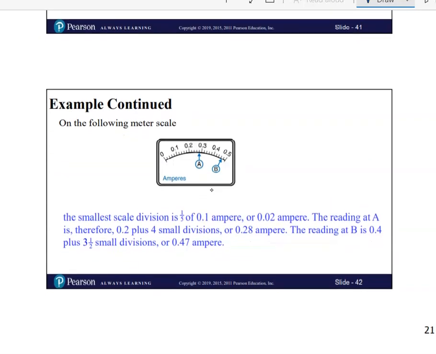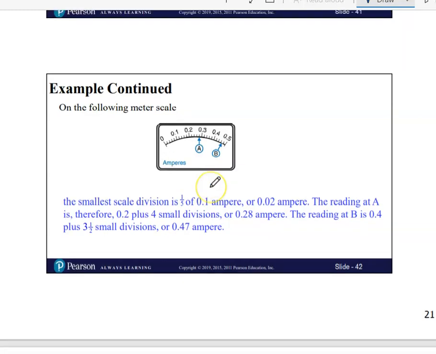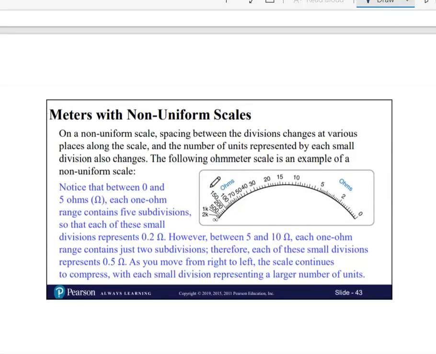On the following meter scale, the smallest scale division is 1/5 of 0.1 amperes, or 0.02 ampere. The reading at A is therefore 0.2 plus 4 small divisions, or 0.28 amperes. The reading at B is 0.4 plus 3.5 small divisions, or 0.47 amperes.